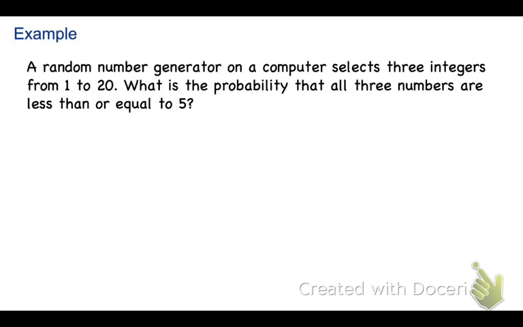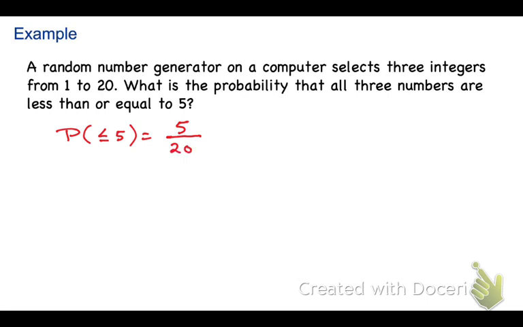A random number generator on a computer selects 3 integers from 1 to 20. What is the probability that all 3 integers are less than or equal to 5? Okay, probability of less than or equal to 5, all of them. So I generate one number. What's my probability? How many numbers are less than or equal to 5? 5. How many numbers are there in total? 20.